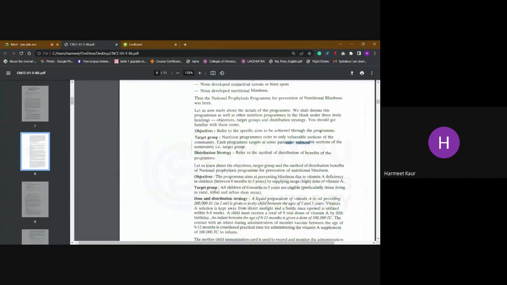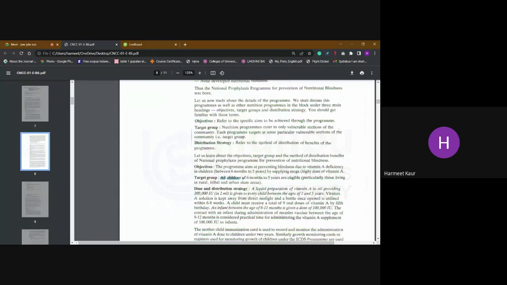So you will see that children under the age of 5 years are the target group of this particular program. Because vitamin A deficiency is most prominent in small children. So that is why this program has its target audience as children from 6 months to 5 years of age, and particularly these are at risk of developing vitamin A deficiency.